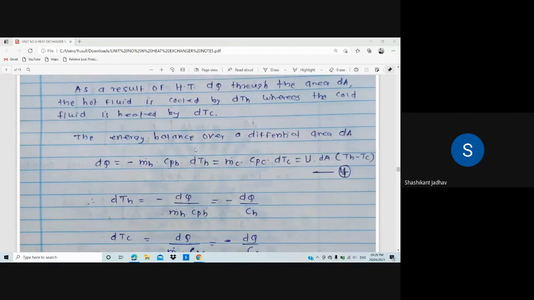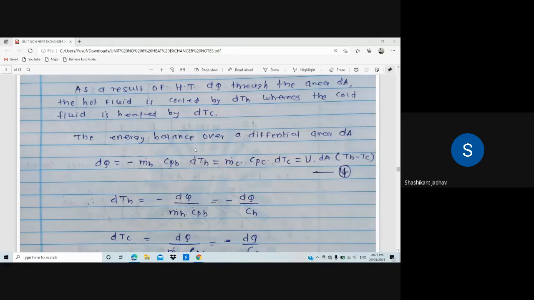त्या स्मॉल एलिमेंटरी एरियामध्ये कमी होते, म्हणजे dTh ने कमी होणार आहे. आणि कोल्ड फ्लुइडचं टेम्परेचर इन्क्रीज होते. And by what amount that temperature increases, that is dTc. ओके, dTh म्हणजे हॉट फ्लुइडचं टेम्परेचर तेवढ्या व्हॅल्यूनं कमी होणार आहे, आणि dTc म्हणजे टेम्परेचर तेवढ्या व्हॅल्यूनं इन्क्रीज होणार आहे. Okay, temperature of the cold fluid increases. हॉट फ्लुइडची हीट कोल्ड फ्लुइड घेणार आहे. म्हणजे हॉट फ्लुइडचं टेम्परेचर कमी होणार आहे, आणि at the same time कोल्ड फ्लुइडचं टेम्परेचर वाढणार आहे.